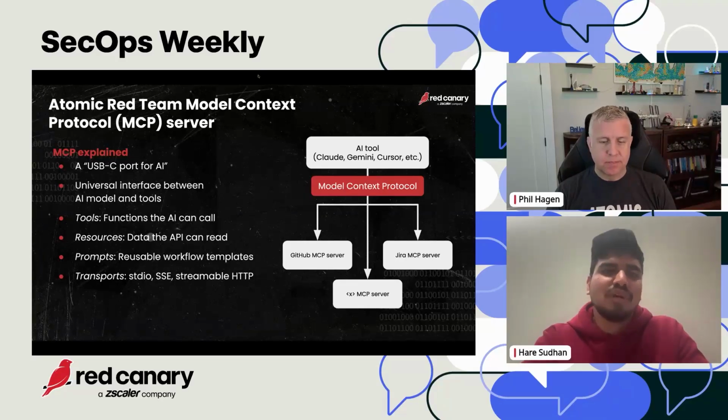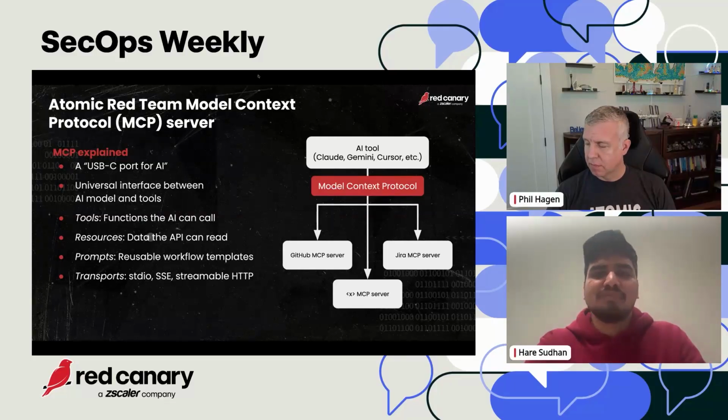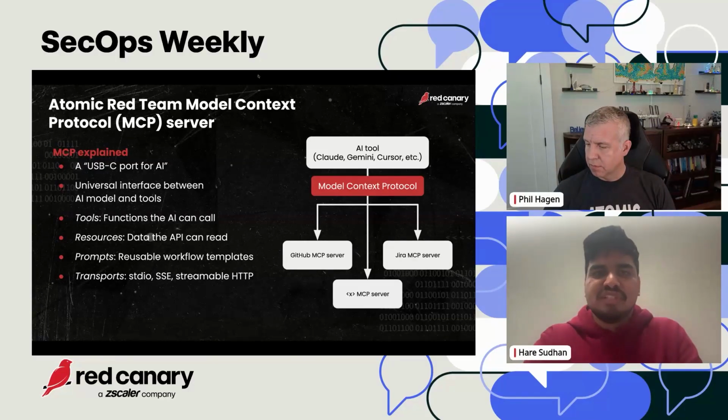One of the good things about using MCP servers is that you can plug and play different MCP servers. Previously, let's say you had a SOAR platform or a SIEM platform, you would add additional integration so that you have all the data in a single pane of glass. MCP is going to serve the same purpose. You can add your GitHub MCP server, Jira MCP server, all of those things, and you can also add the Atomic Red Team MCP server.